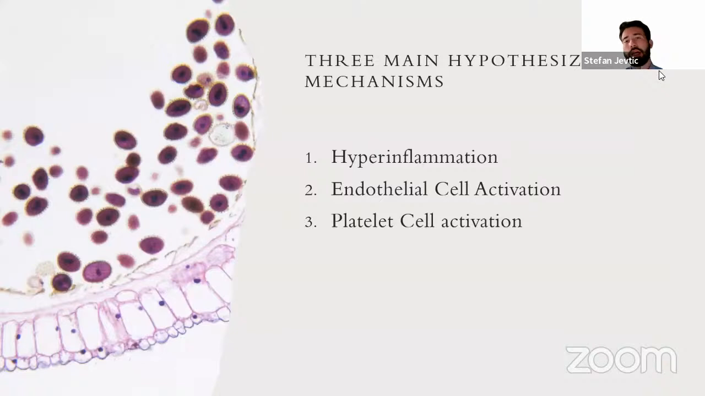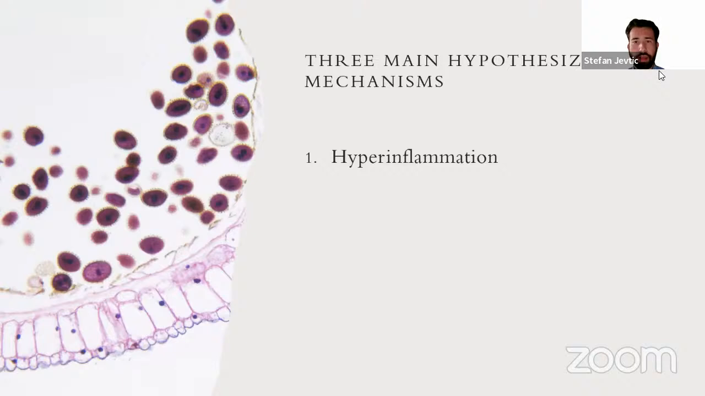And so the three main mechanisms that we understand today related to COVID-19 coagulopathy include hyperinflammation, endothelial cell activation, and platelet activation. We'll go through just a few of these today, starting with the hyperinflammation.